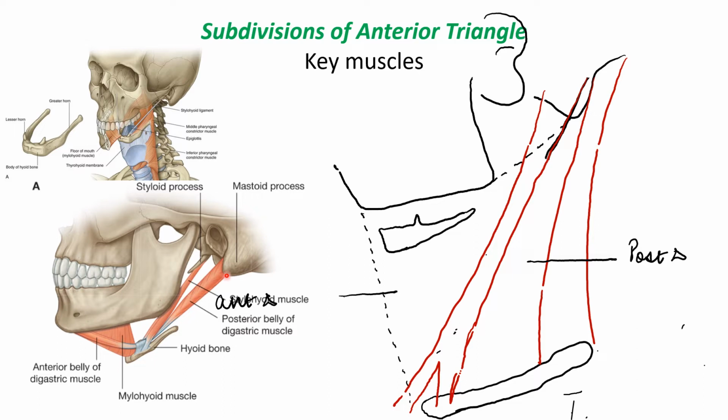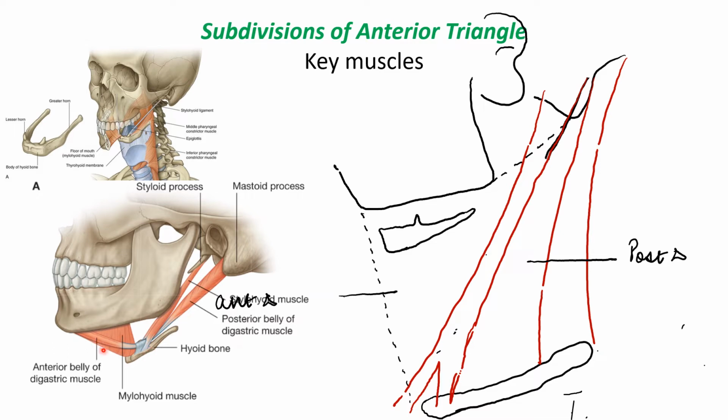The posterior belly is supplied by the facial nerve. Remember, the facial nerve came out from the stylomastoid foramen. So it gave the branch to the posterior belly of digastric. The anterior belly is supplied by a branch from the mandibular nerve, whose subdivision is the inferior alveolar nerve, whose subdivision is the mylohyoid nerve, which is supplying this anterior belly of digastric because it's lying over the mylohyoid muscle, which we'll see in some time.